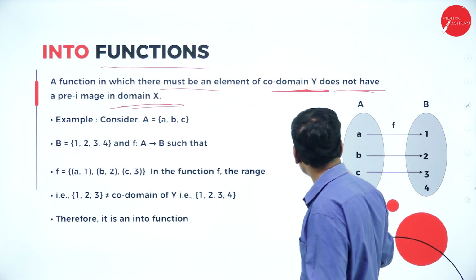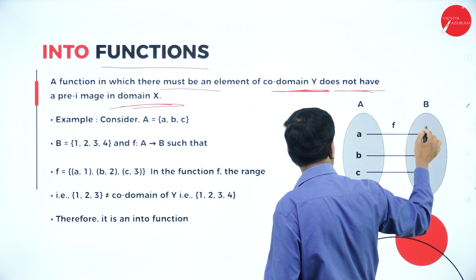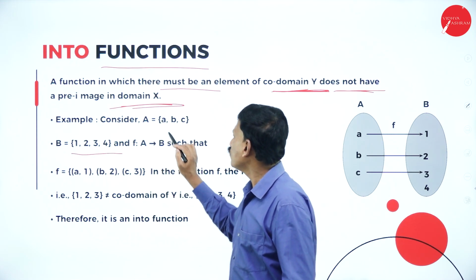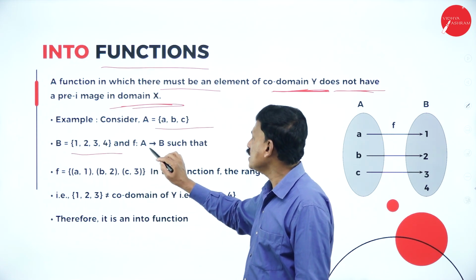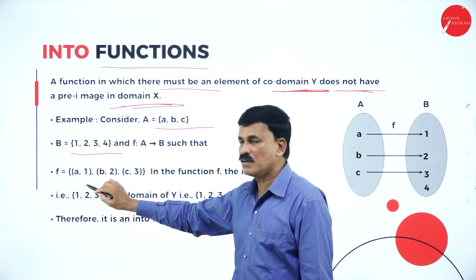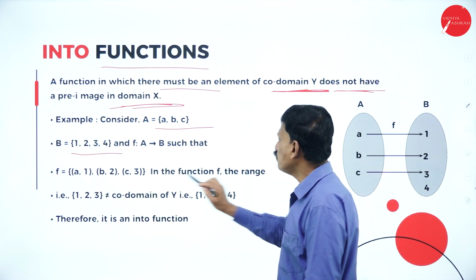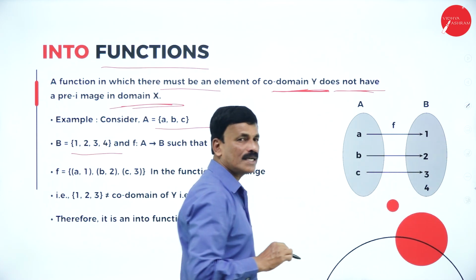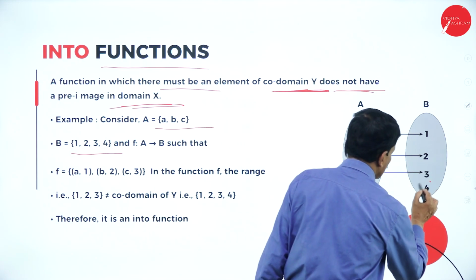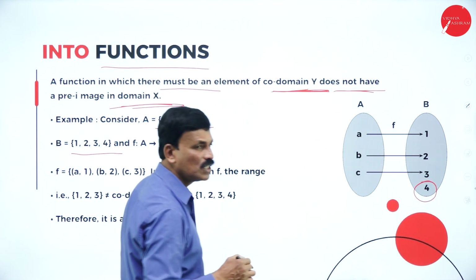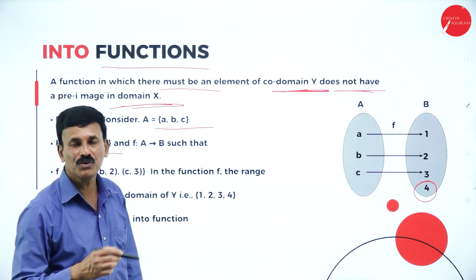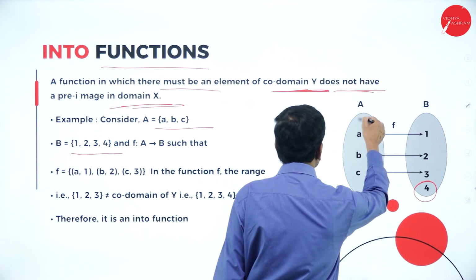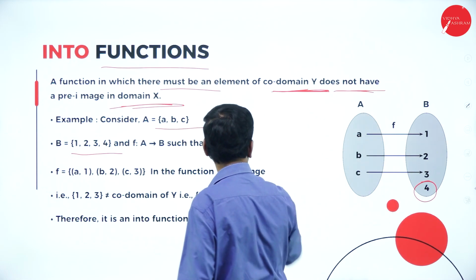Let us consider, for example, A contains a, b, c and B contains 1, 2, 3, 4. F from A to B is defined by a to 1, b to 2 and c to 3. Just watch carefully here, the element 4 of the set B is not used. That means the element 4 has no pre-image. Therefore, this is an example for an into function.